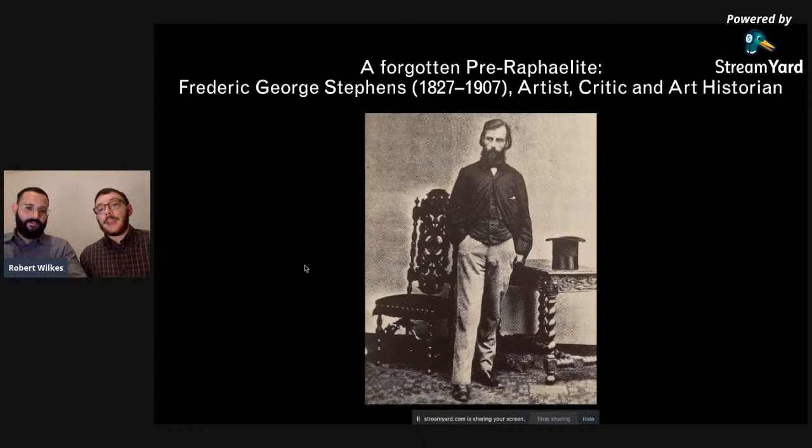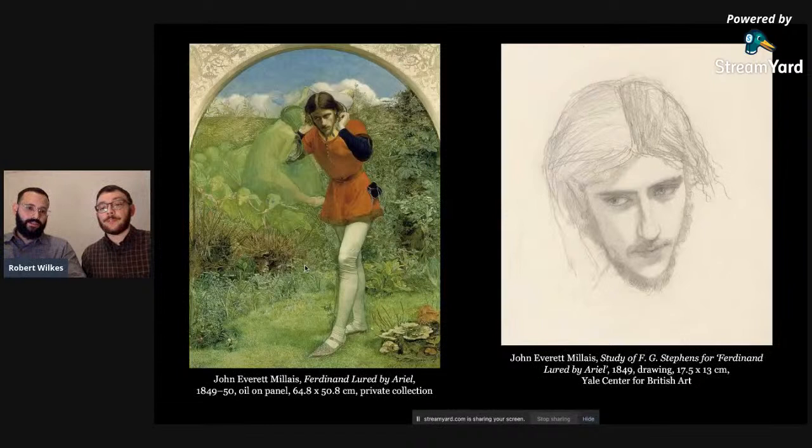He was a critic and an art historian. But he began his career as an artist. And as a young man in the Pre-Raphaelite Brotherhood, he also was a model. And he modeled for this very strange painting by Millet. Showing a subject from Shakespeare's play The Tempest.